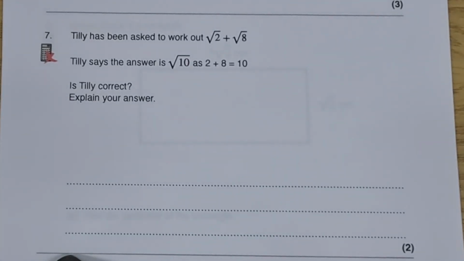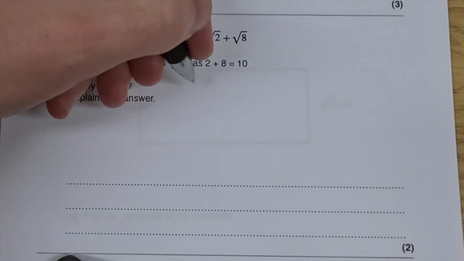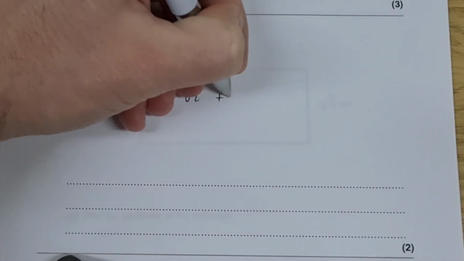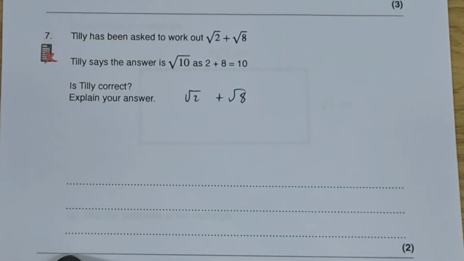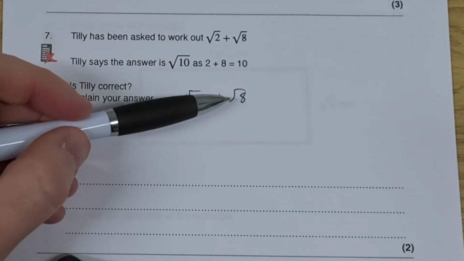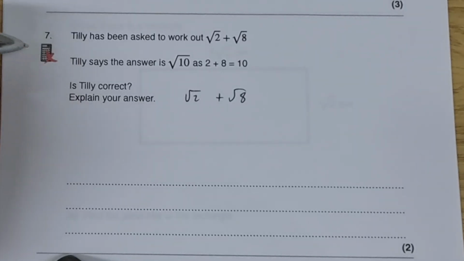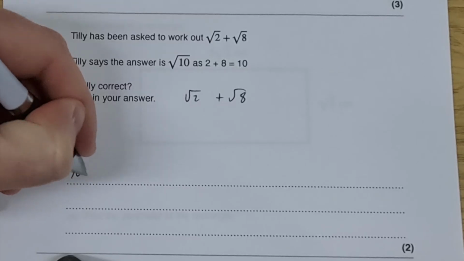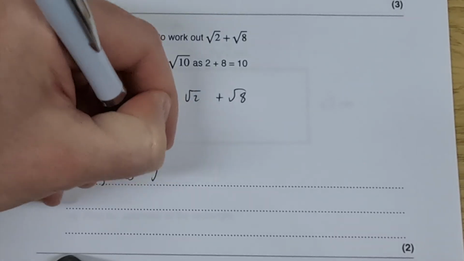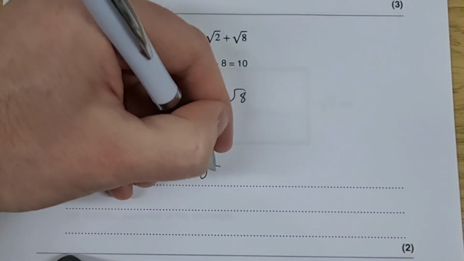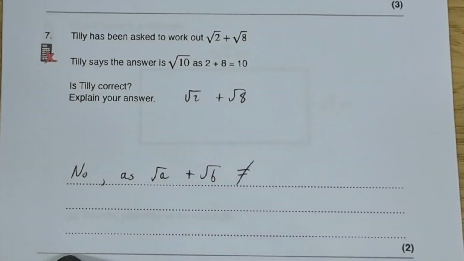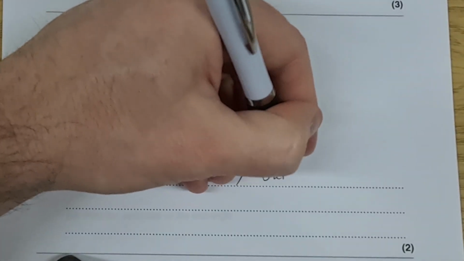And actually, let's work this out, because if we had root 2 plus root 8, we could perhaps work this out because this simplifies down. So actually, let's just explain that to begin with. I'm going to explain that root A plus root B is not equal to root A plus B. So no, as root A plus root B does not equal the square root of A plus B.